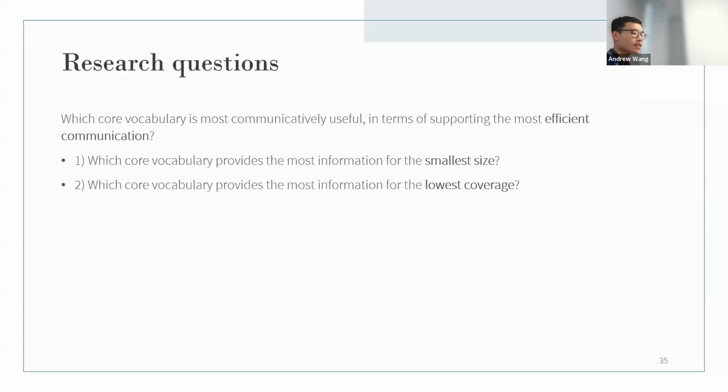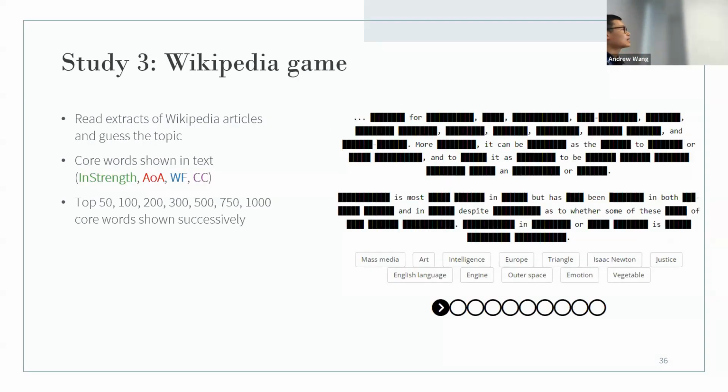And so the question again becomes, which core vocabulary is most communicatively useful in terms of supporting the most efficient communication? So which core vocabulary provides more information for vocabulary size, and which core vocabulary provides more information for coverage? And so we ran an experiment where we got participants to play a game where they were reading extracts of Wikipedia articles, and we asked them to guess what they thought the title or the topic of the article was.